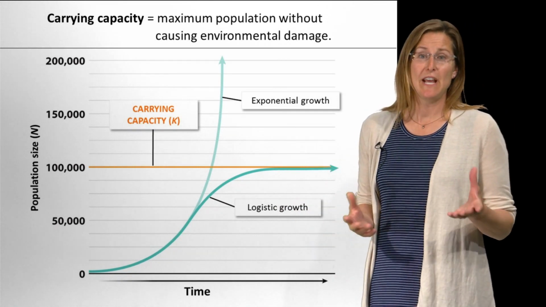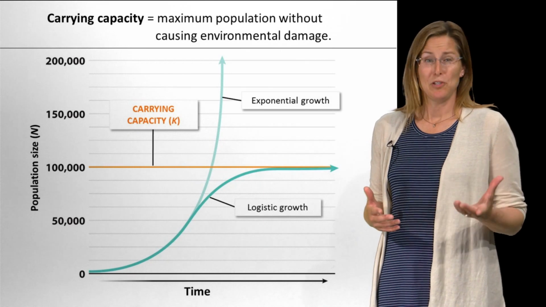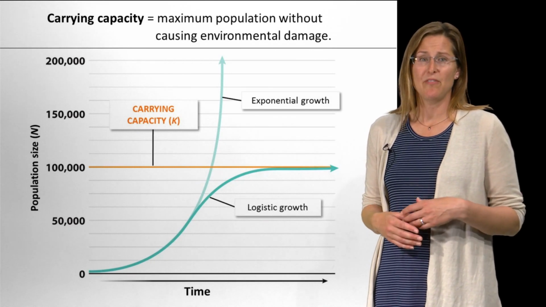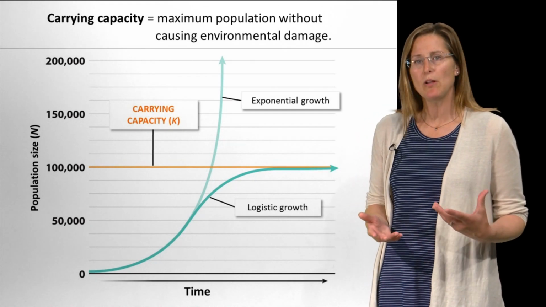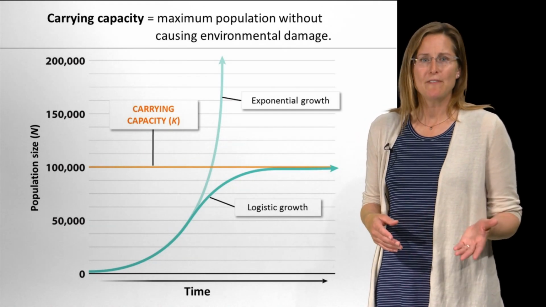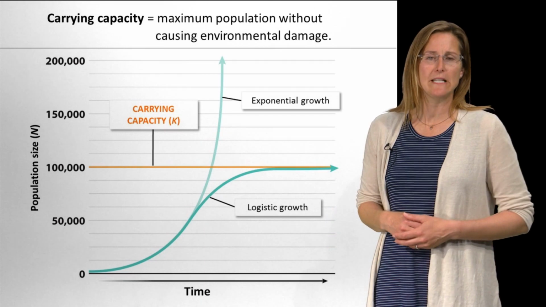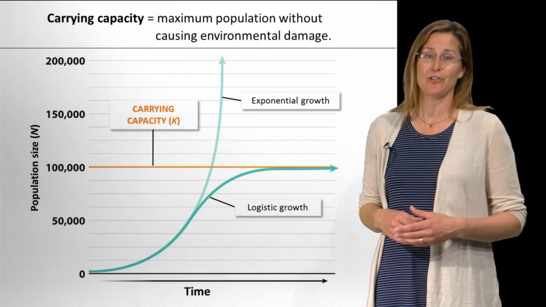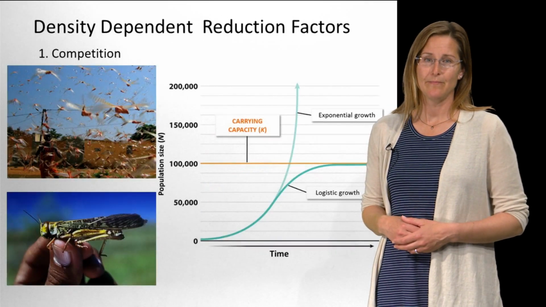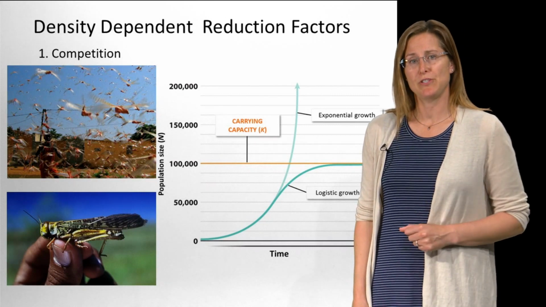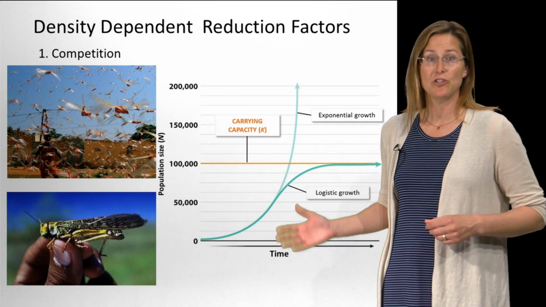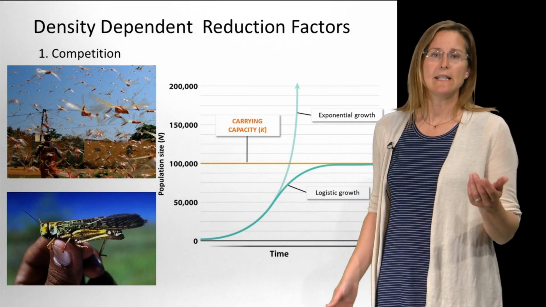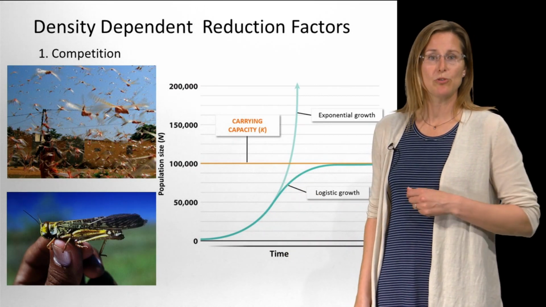As you can imagine, carrying capacity is fluid. It depends upon the number of interferences, including things like climate change and food web alterations, human harvesting, hunting, introduction of invasive species, and reintroduction of species. There are two types of pressures that reduce populations: density-dependent reduction factors, as you're going to see here, as well as density-independent reduction factors, which we'll look at next.